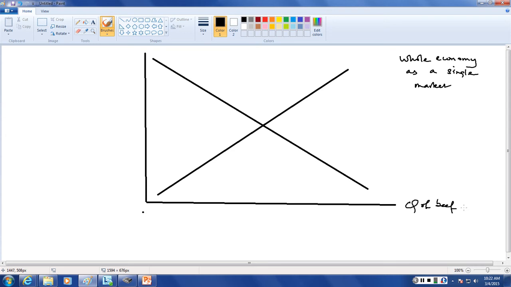However, this is not the market for beef. This is the entire economy. So what are we going to measure along this horizontal axis? We are going to measure the quantity of all final goods and services. Remember, we're treating the economy as if it were a single market. So instead of the quantity of beef, we now want the quantity of all final goods and services.